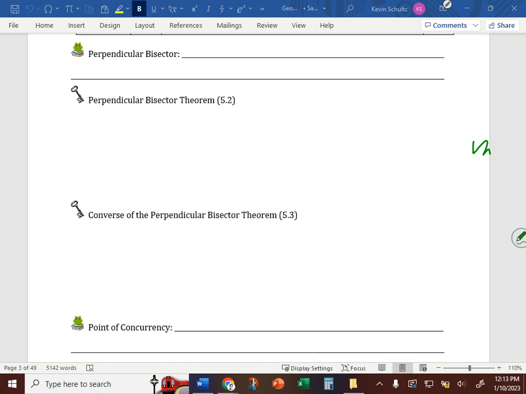Perpendicular bisector, yeah. It's something that bisects an angle by 90 degrees. Okay. That would be an angle bisector.